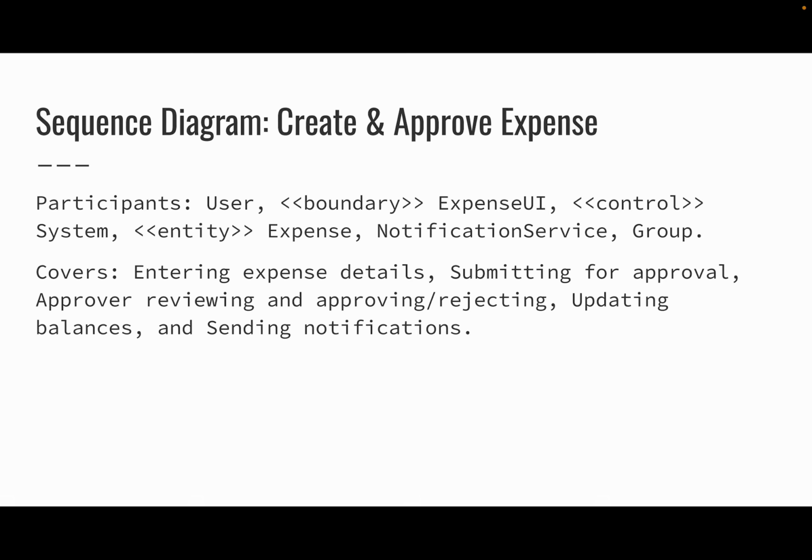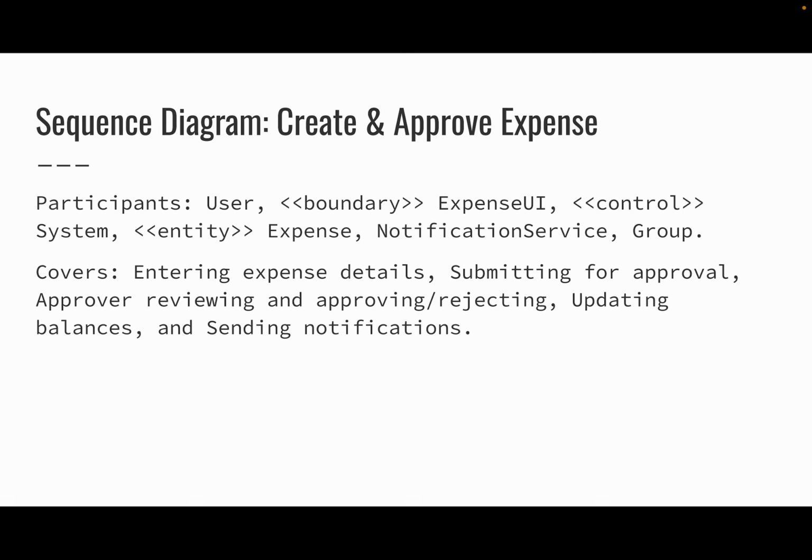Now we have the sequence diagram. We'll be taking a look at the diagram involving creating and approving expenses. The participants involved in this diagram would be the user, expense UI, system, expense, notification service, and group. You can see how it's got boundary, control, and entity written on a few of these items. This is done purposefully and is essential for our UML diagrams.